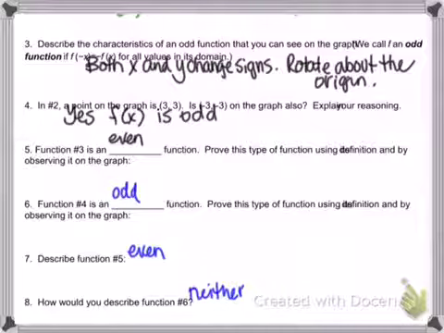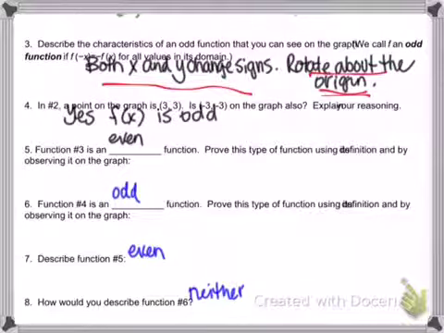Describe the characteristic of an odd function that you can see on the graph. Both x and y values change, rotate about the origin. In number 2, is the point 3, 3 and -3 on the graph? Explain your reasoning.